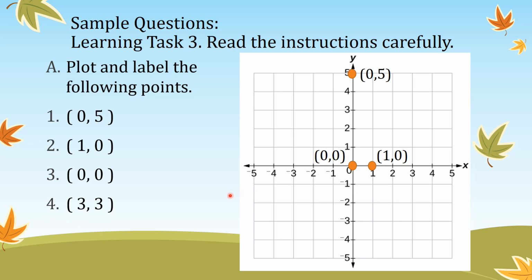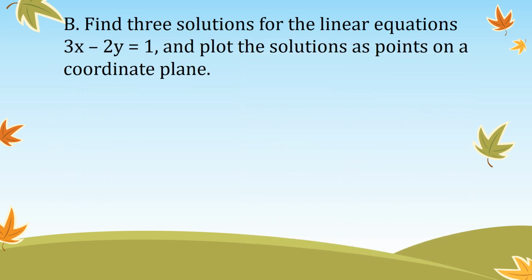We have 3, 3. So, count tayo ng 3 sa x-axis, positive sa right. So, 1, 2, 3. And then 3 upward sa y-axis, positive kasi. So, 1, 2, 3. So, this will be the location. And the coordinate is 3, 3. So, find 3 solutions for the linear equations 3x minus 2y equals 1 and plot the solutions as points on a coordinate plane.